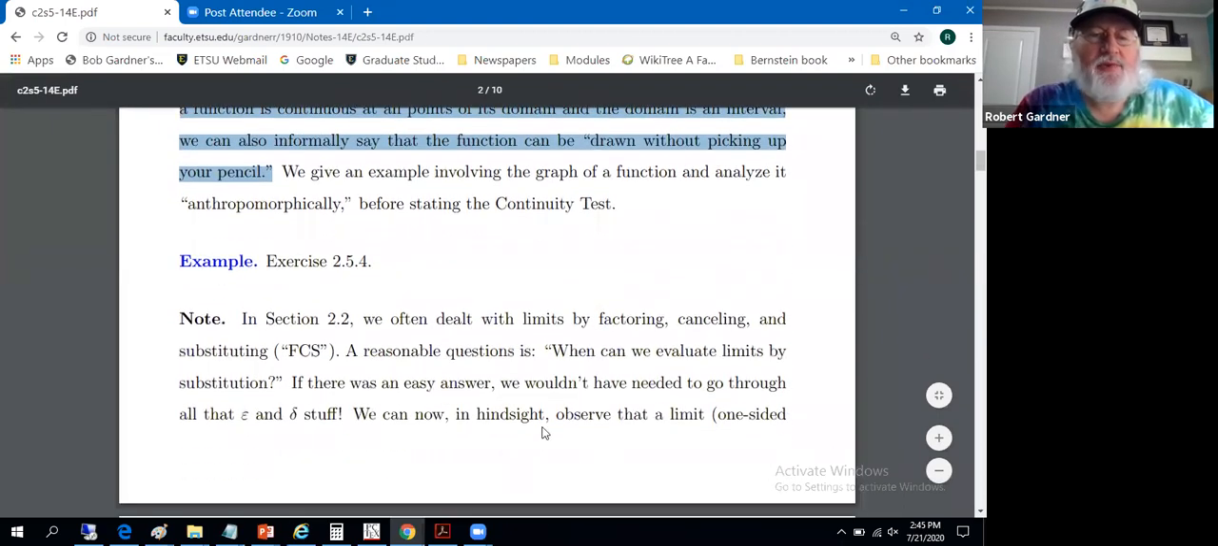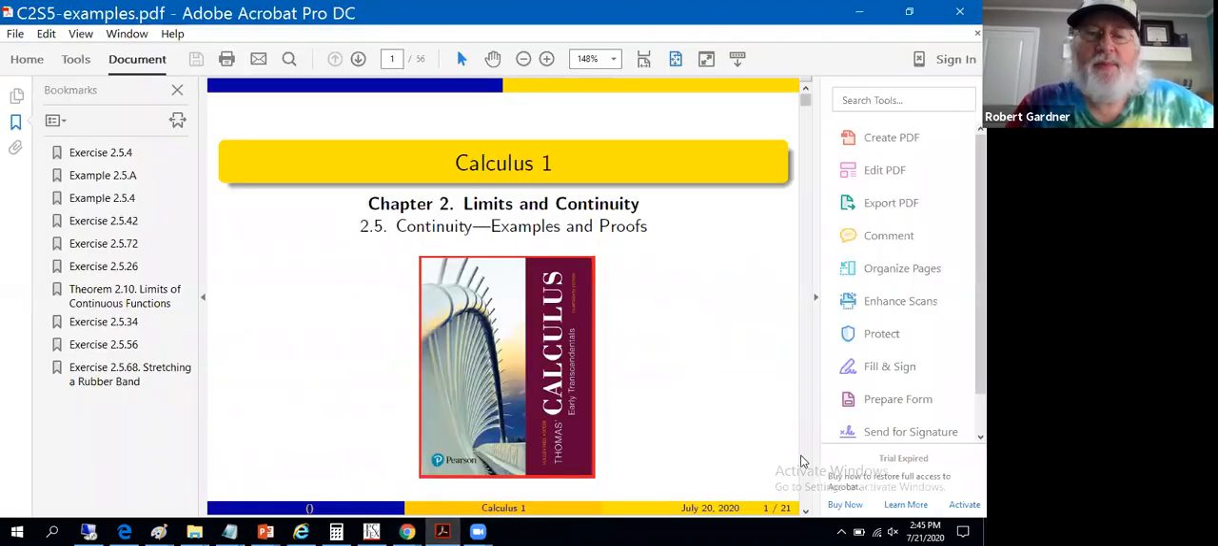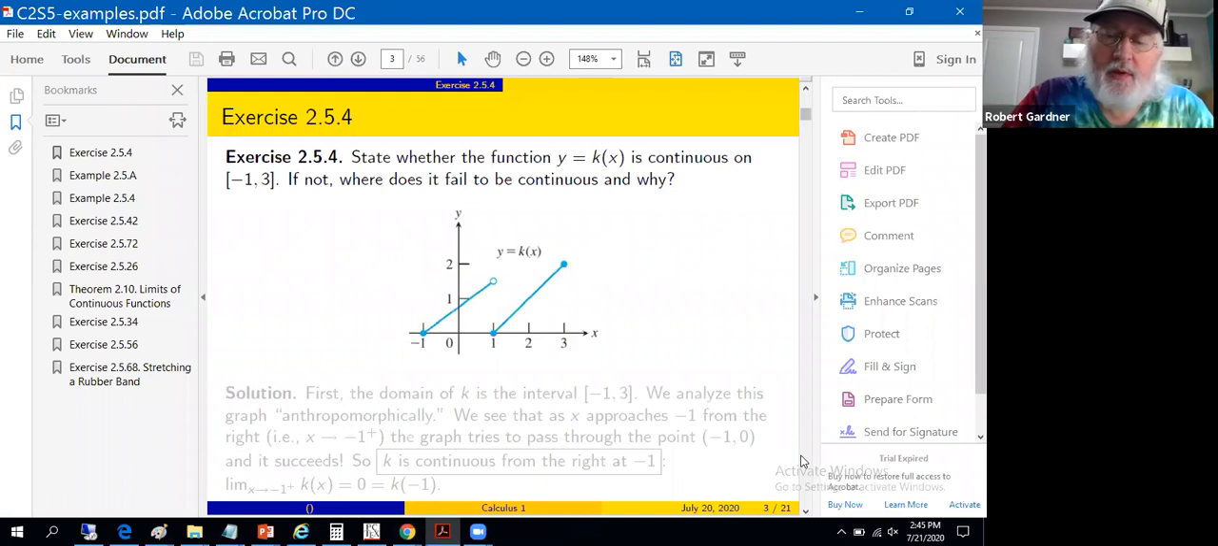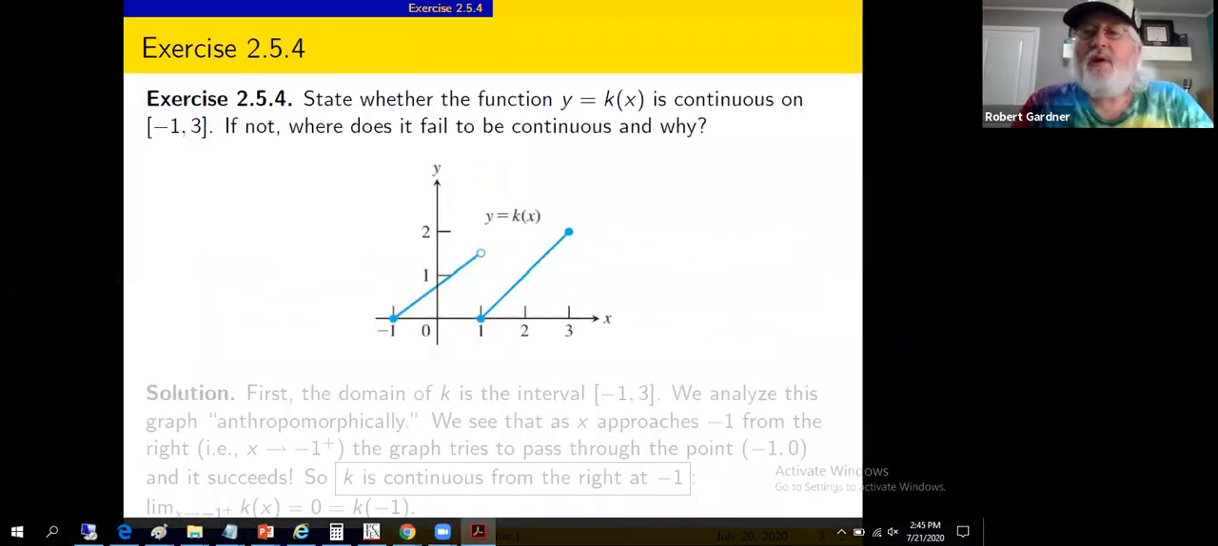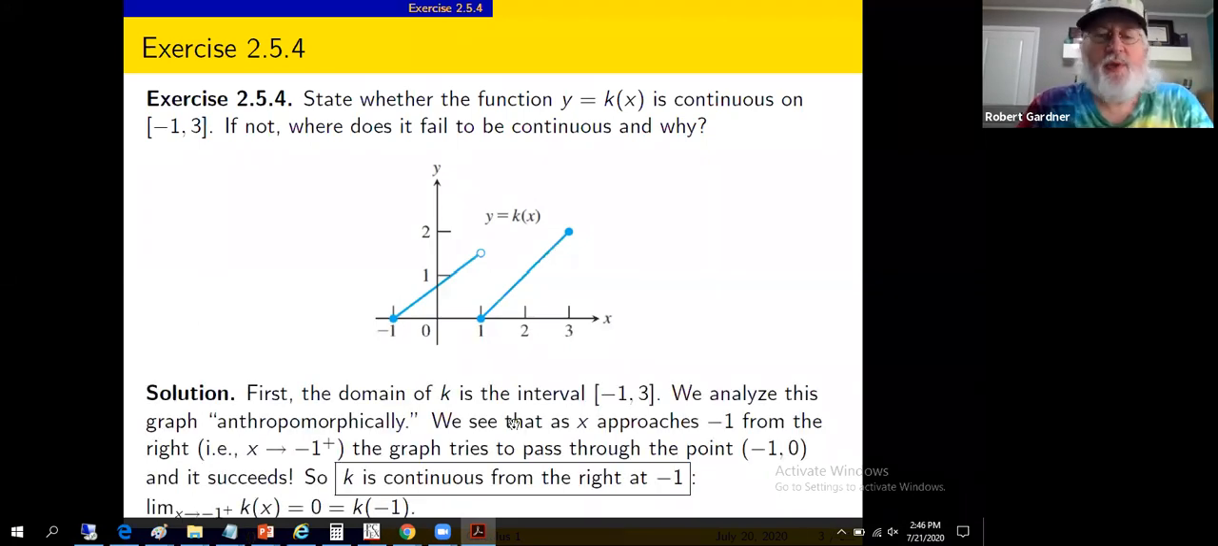Let's look at exercise 2.5.4 in the supplements. All right, the question is, state whether this function is continuous on the interval from -1 to 3. If not, where does it fail to be continuous and why? Okay, -1 to 3 is the domain of this function.